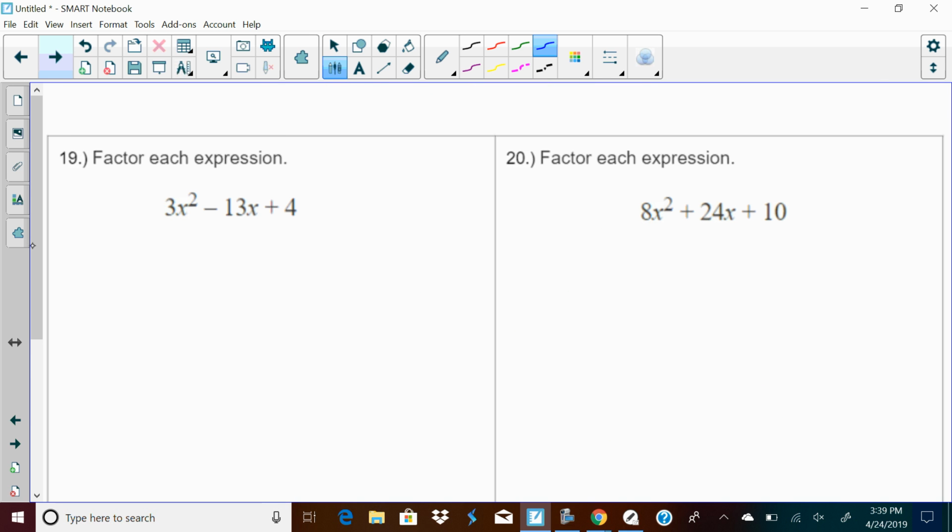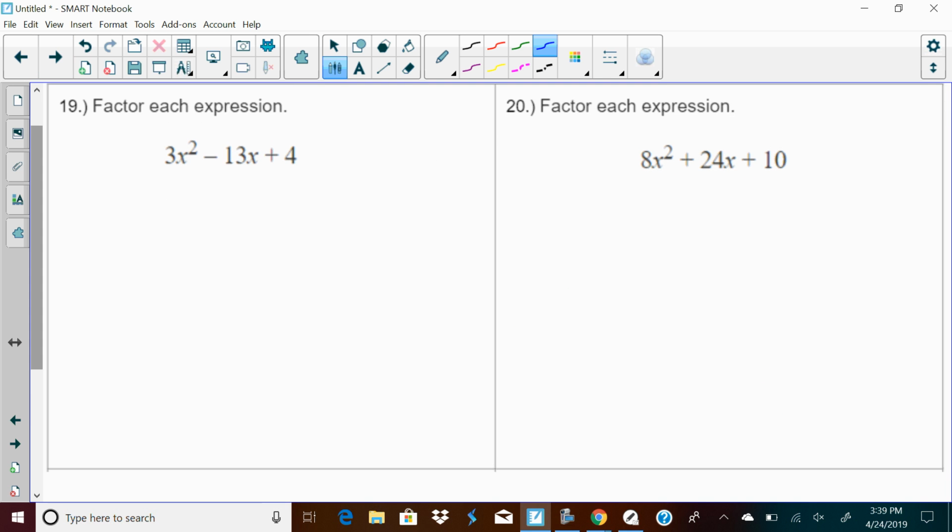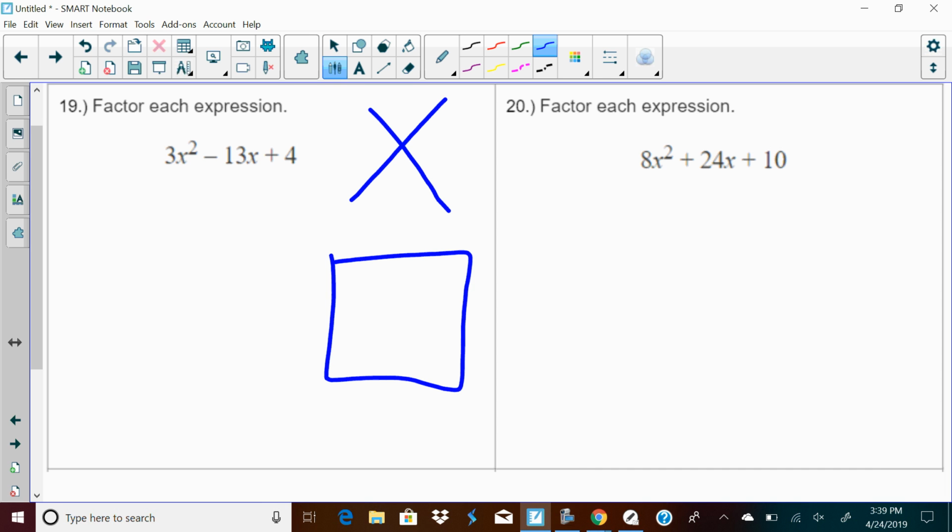Okay, problem 19, factor each expression. So remember, we're not solving, we're just factoring. So 3x squared times 4 is going to give me a 12x squared. And then negative 13x. So two numbers that multiply together to get 12, add together to get negative 13 are negative 12 and negative 1. So I get negative 12x and negative x.